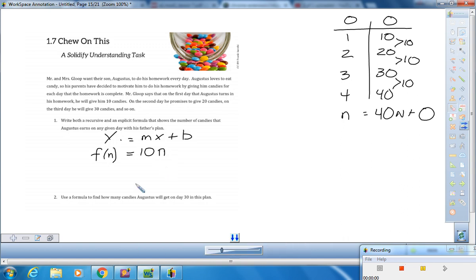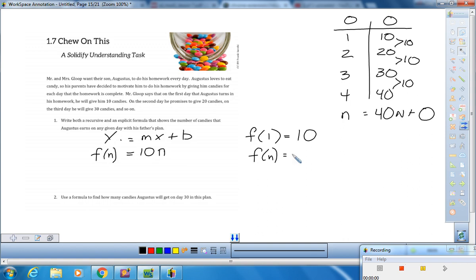All right, so now the recursive. Well, where do we begin? The first number is 10. To find f of n, take f of n minus 1 and then add 10 more to it. And I think I've been doing this all along in my previous videos. The recursive shouldn't be n minus 1, it's f of n minus 1.